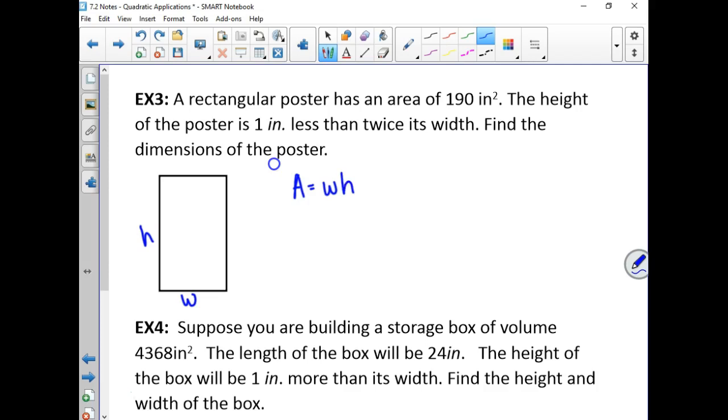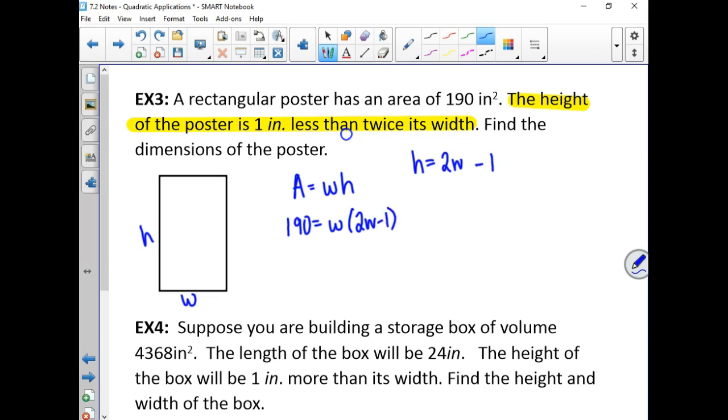The problem also tells me right here that the height of the poster is 1 inch less than twice its width. So that means H equals, 1 inch less than tells me to put a -1 over here, it has to go on the end. Twice the width tells me to put a 2W right here. So H can be replaced with 2W minus 1. We're going to plug in 190 for our area because we know that the area is 190 inches squared. We'll have W times 2W minus 1.